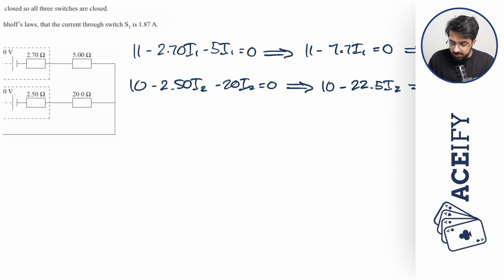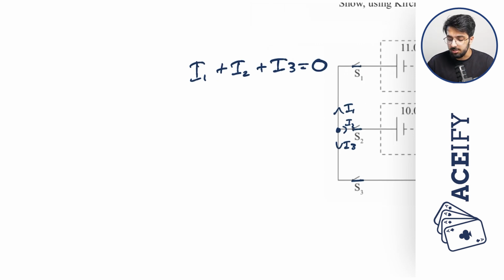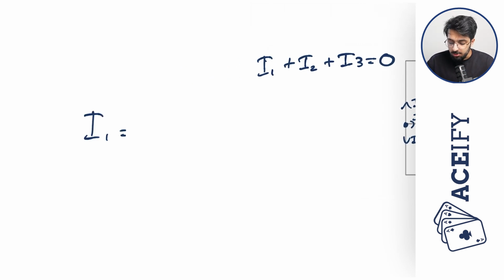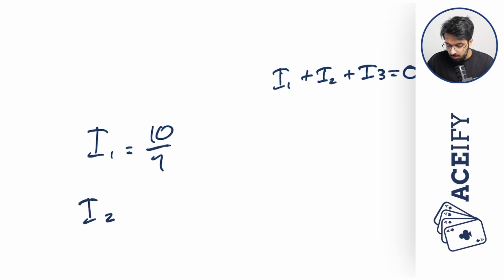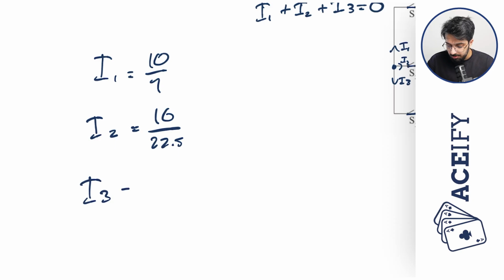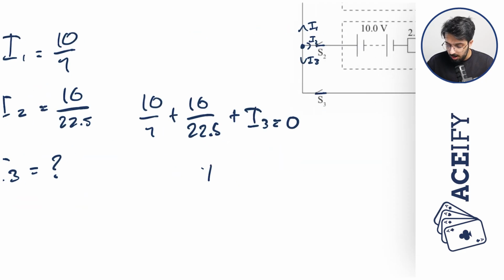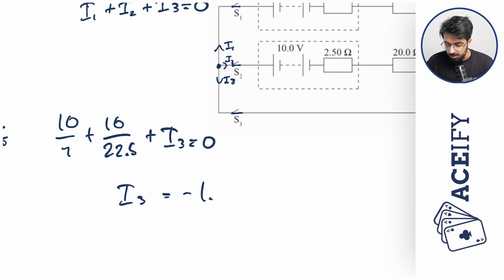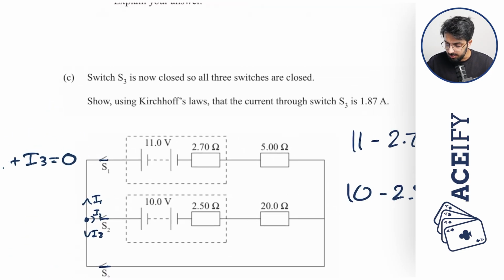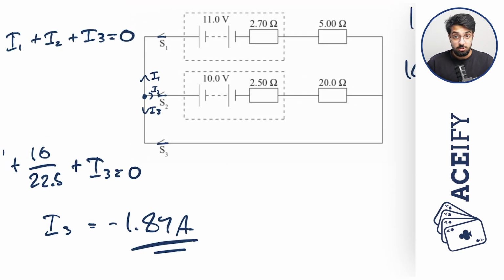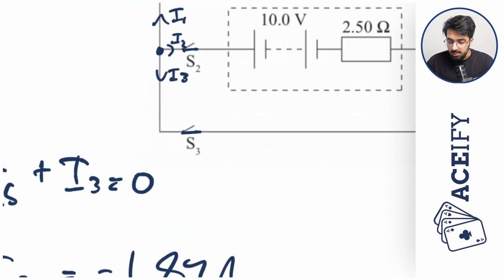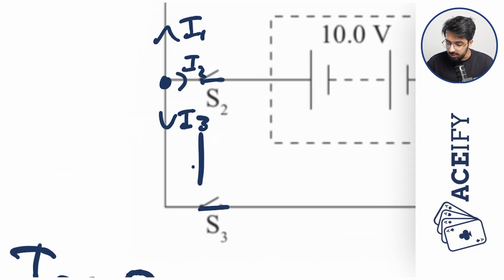And so therefore, we know that I1 plus I2 plus I3 is equal to 0, okay, and so therefore I1, which is equal to 10 over 7, and I2, which is equal to 10 all over 22.5, okay, and I3 is what we're trying to find, so therefore 10 over 7 plus 10 divided by 22.5 plus I3 is equal to 0, and so therefore I3 is equal to negative 1.87 amps. There we go. And as you can see, that is the value that we're trying to find. Now, just remember that the negative in this case just means that instead of the current going in this direction right here, it is in fact going in this direction right here.